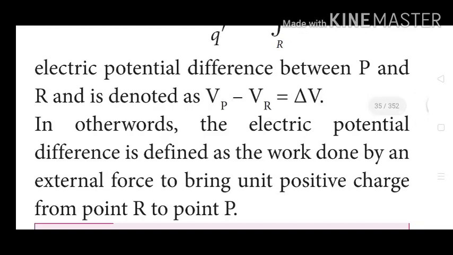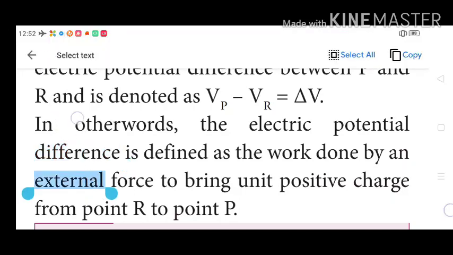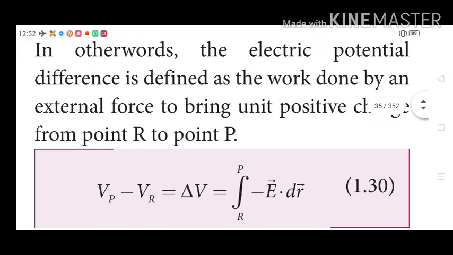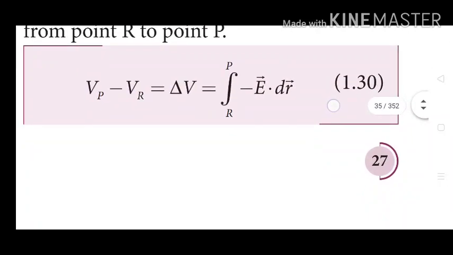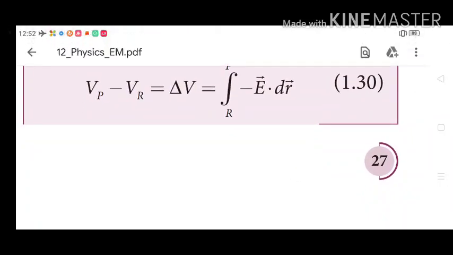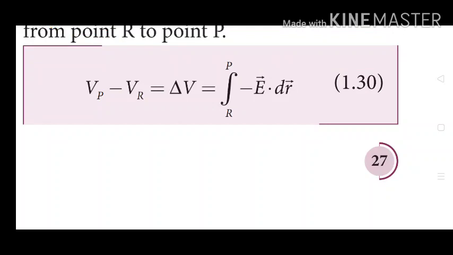In other words, the electric potential difference is defined as the work done by an external force to bring a unit positive charge from point R to point P. So simply, the electrostatic potential difference Vp minus Vr is equal to delta V, the integration from R to P of minus E vector dr vector. Children, this is a very important 1 mark problem. You should understand this.